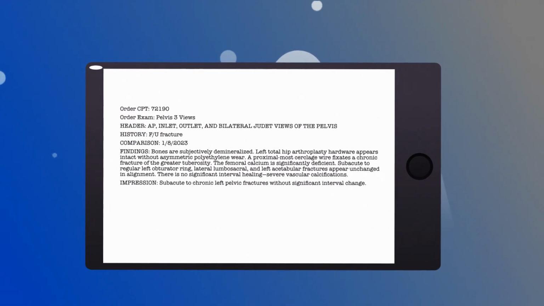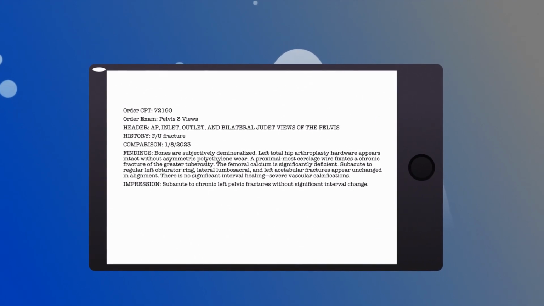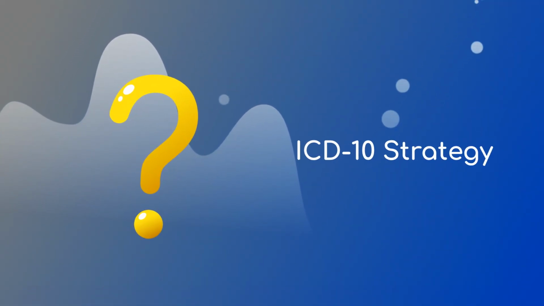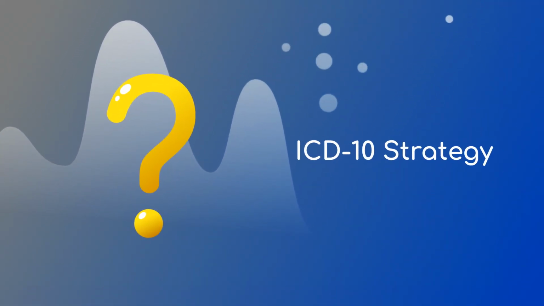Let's look at the views: AP, inlet, outlet, and bilateral Judet views of the pelvis. That's a total of 5 views. This qualifies for CPT code 72190, Radiologic Examination, Pelvis, complete, minimum of 3 views. Now let's choose the appropriate diagnosis code based on the clinical history and chart findings.